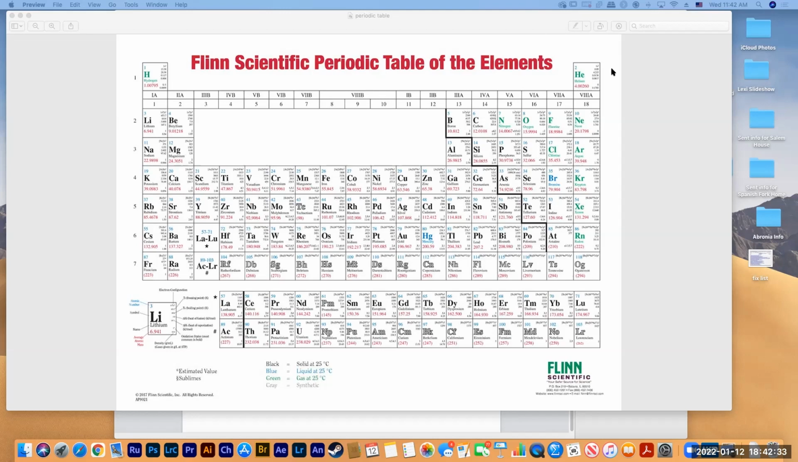So what we have is +1, +2, skip the transitionals, +3. Then our neutral column with carbon. Then we've got -3, -2, -1. And then our noble gases. Okay? So that's where I get my charges from. That's the charge of the family, because of how their electrons are.